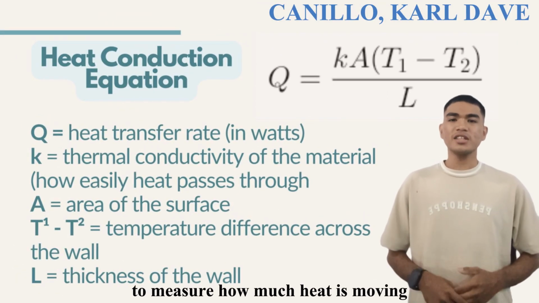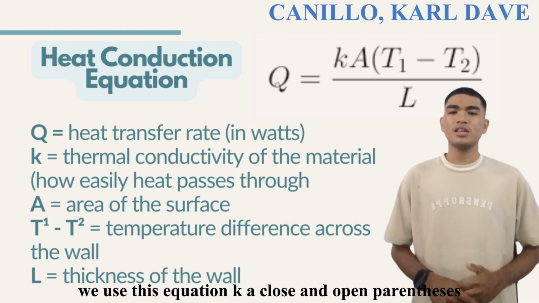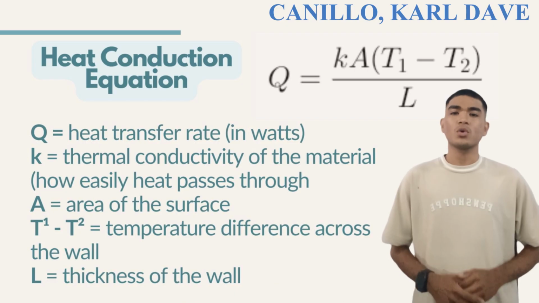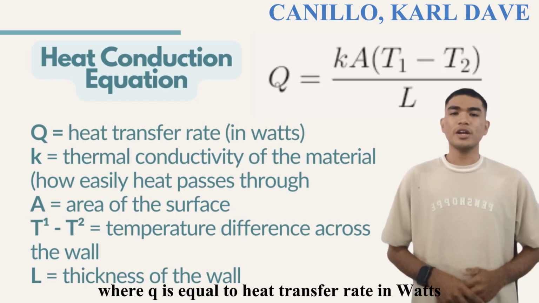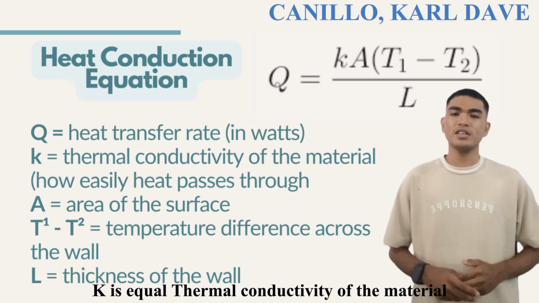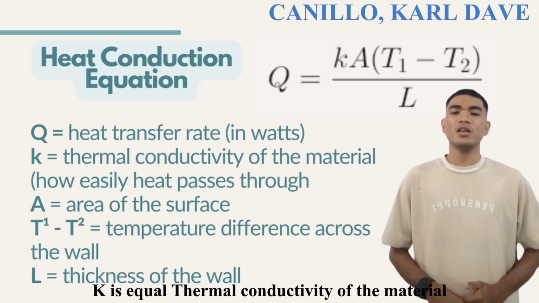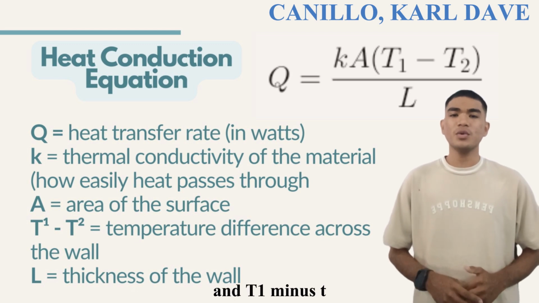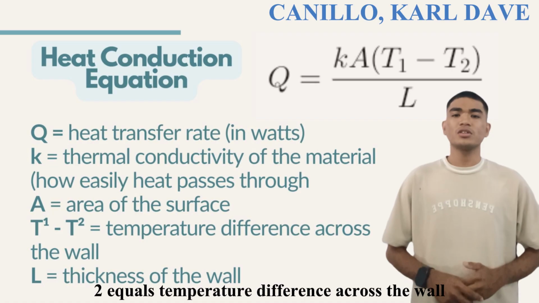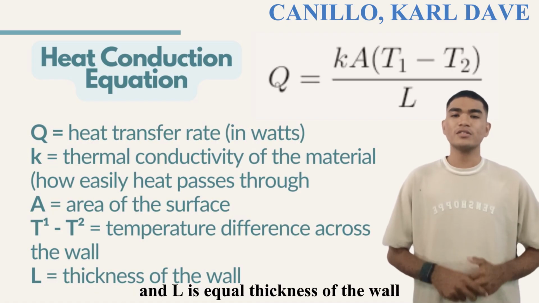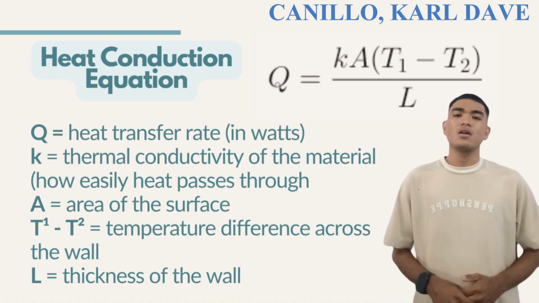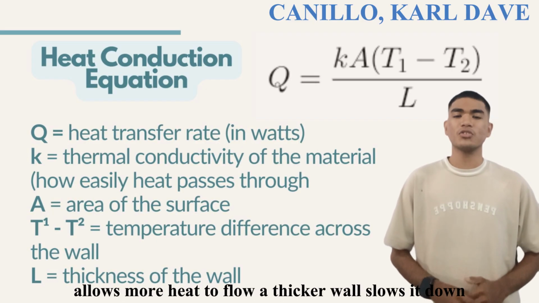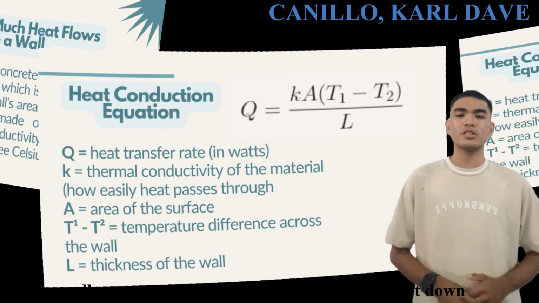To measure how much heat is moving, we use this equation: Q equals k times A times the quantity T1 minus T2, divided by L, where Q is equal to heat transfer rate in watts. k is equal to the thermal conductivity of the material, how easily heat passes through. A is equal to the area of the surface, T1 minus T2 equals the temperature difference across the wall, and L is equal to the thickness of the wall. A material with high conductivity, a larger area, and a bigger temperature difference allows more heat to flow. A thicker wall slows it down.